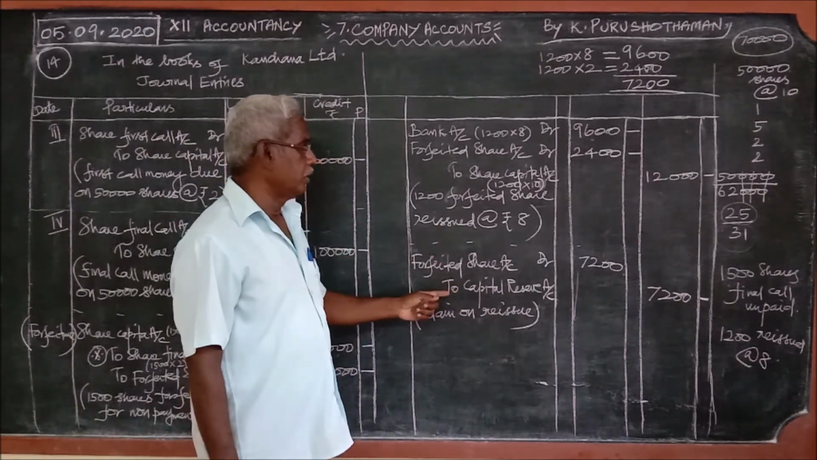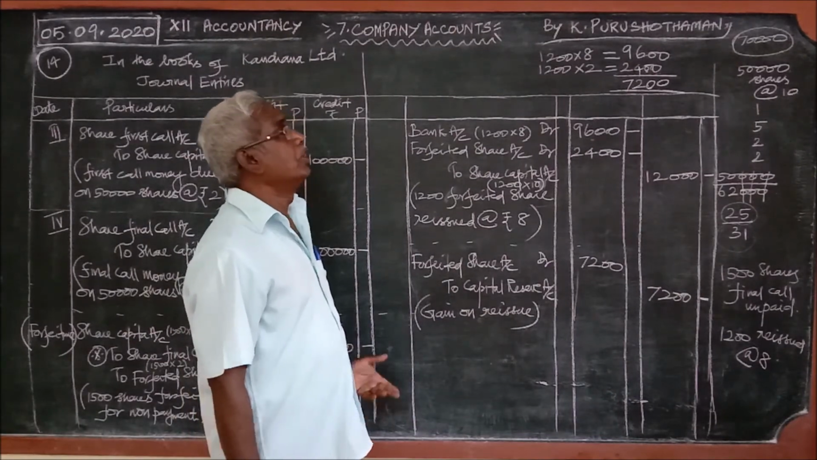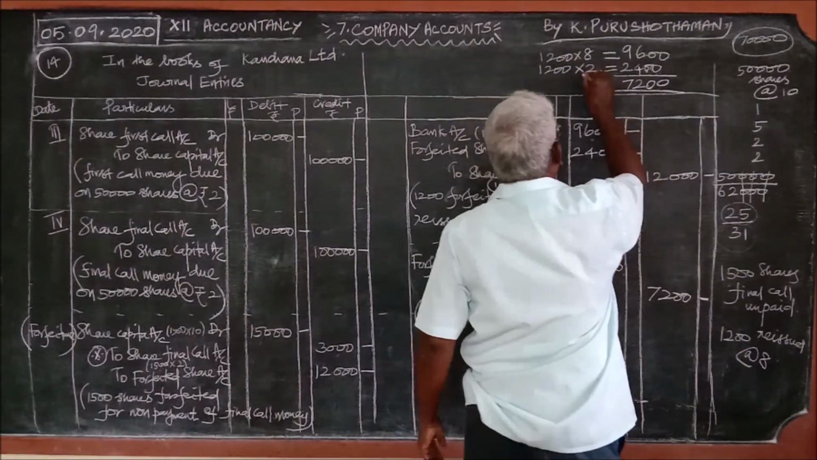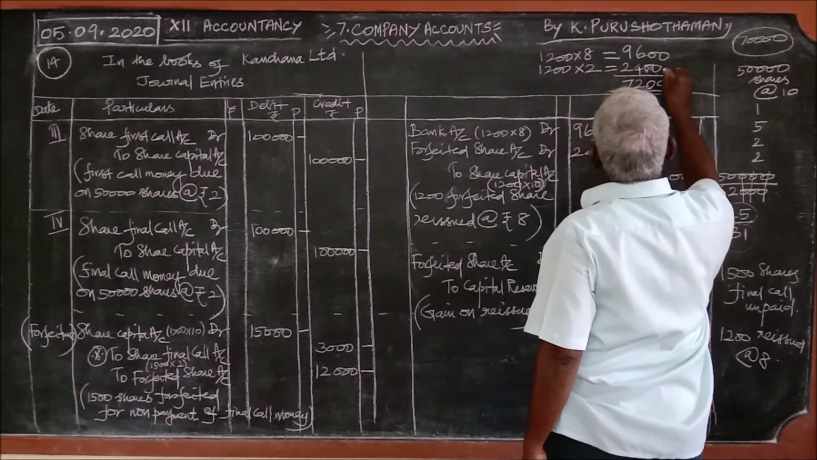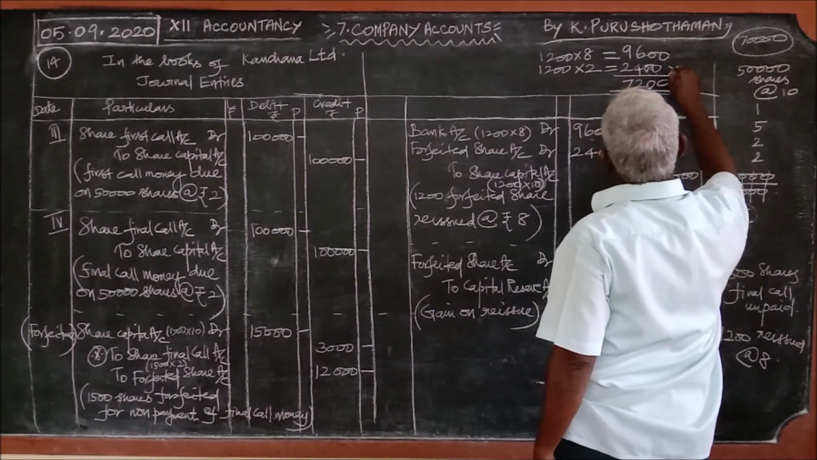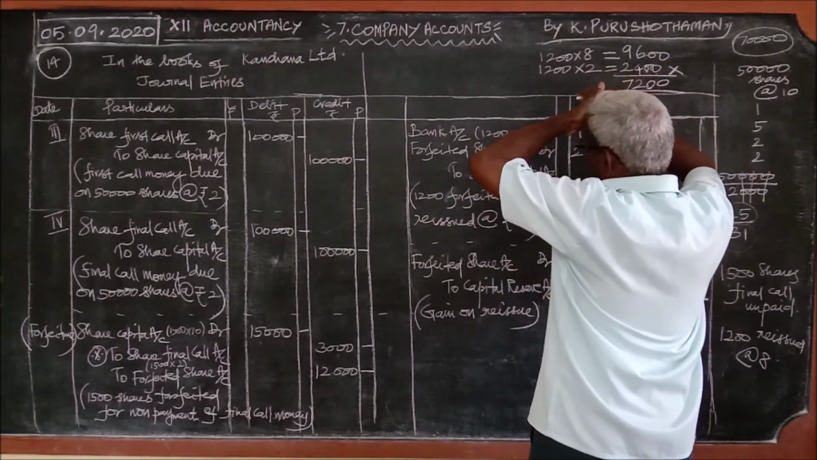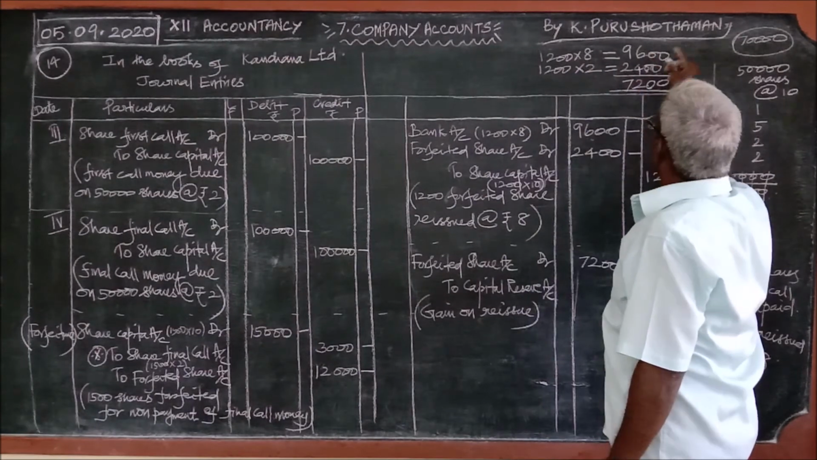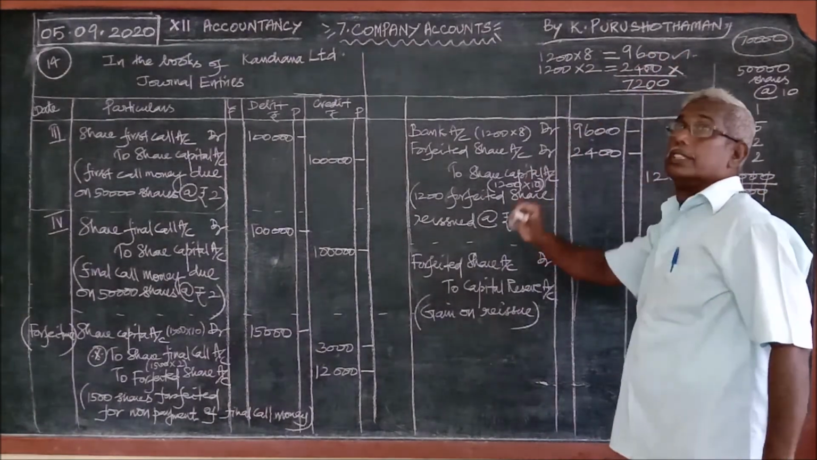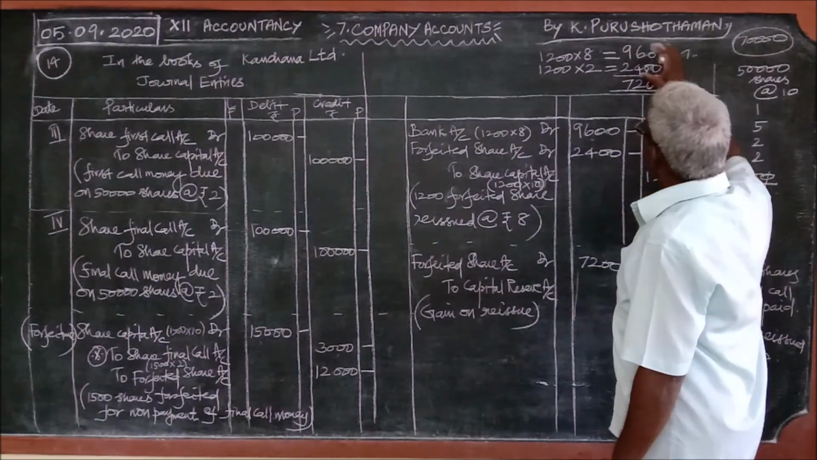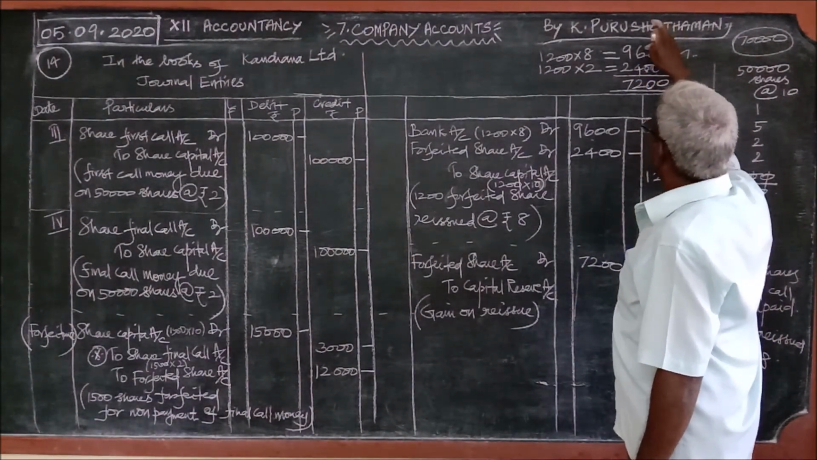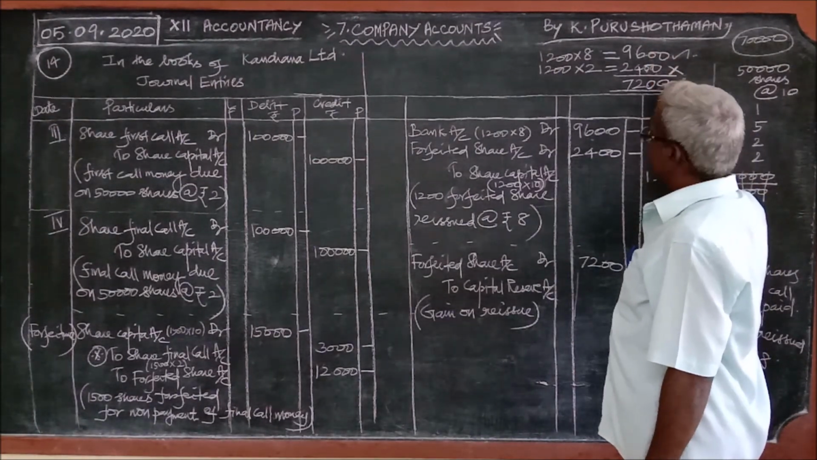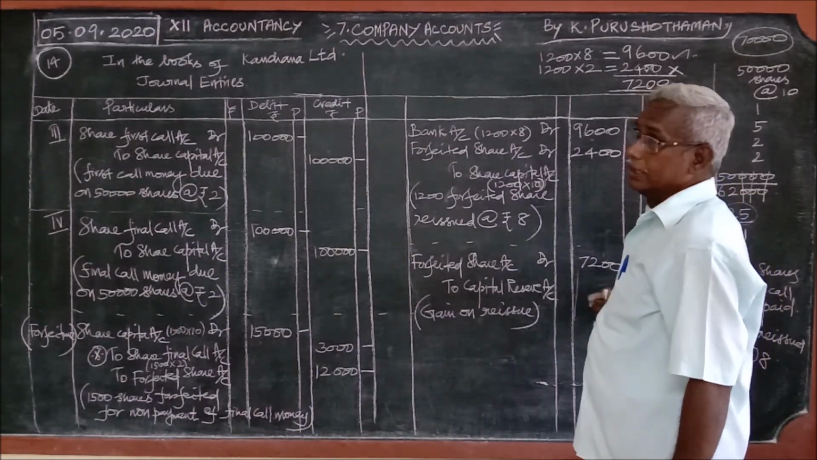And this is the separate entry for gain or profit on reissue of shares. Forfeited share account debit to capital reserve account. How should we find it? The amount pending for 1200 shares is 1200 into 2, 2400 rupees. The same 1200 shares were reissued at the rate of rupees 8. Therefore, 8 into 1200, 9600 rupees. So, how much excess has the company received? 9600 minus 2400, that is 7200. That must be the gain or profit, that is what I have written. Okay, thank you.